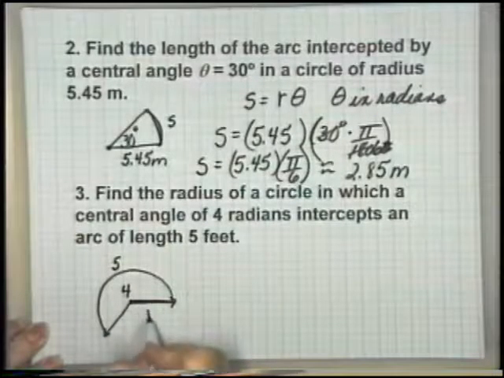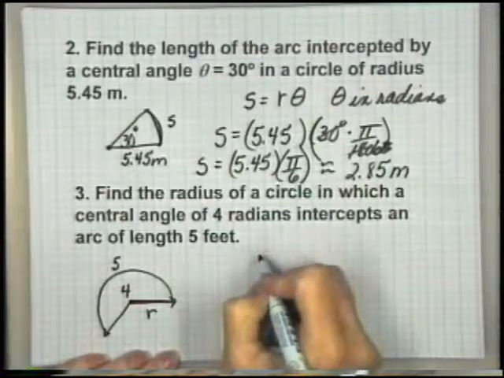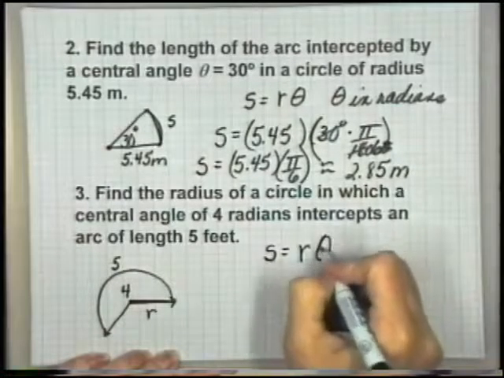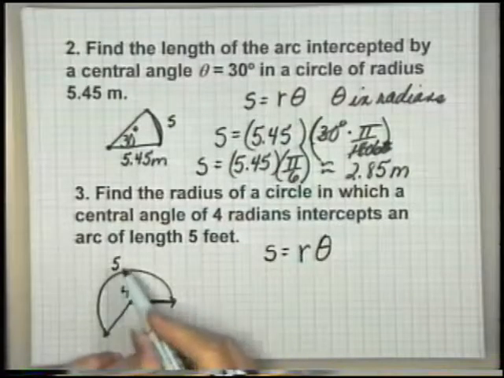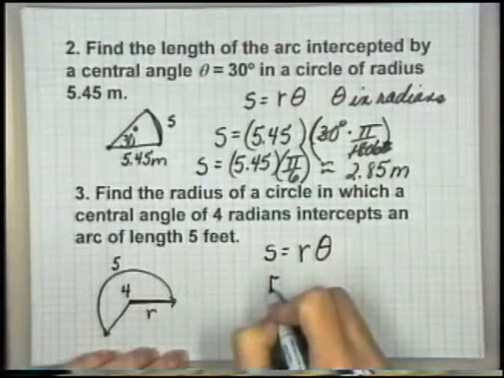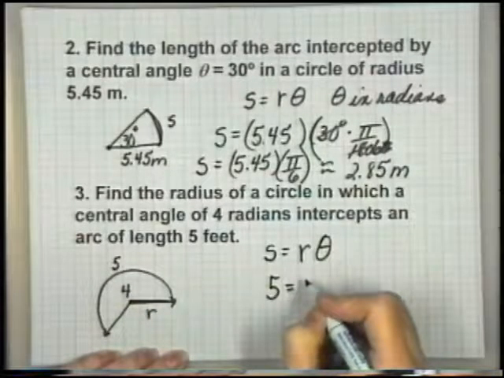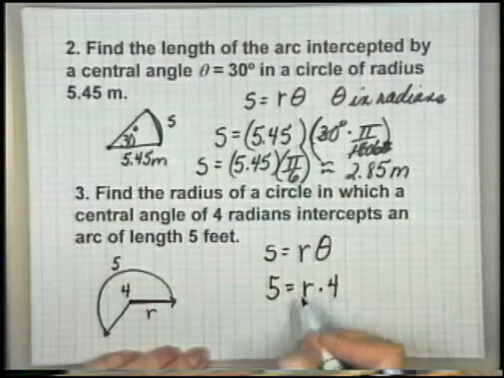And I know that my central angle, theta, is 4 radians. So what they're really asking me to find is my radius. And once again, I use my formula. I know that S equals R times theta. And in this case, my theta is in radians, so that's not a problem. So I'll substitute my 5 in, because S stands for my arc length. I'll write my R, and my theta is 4.